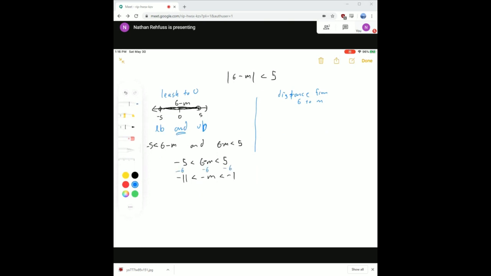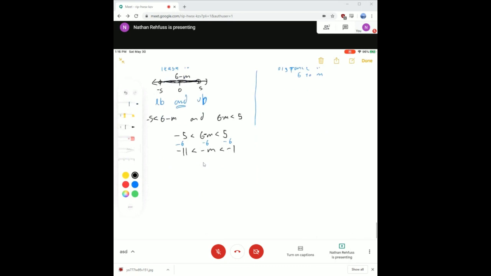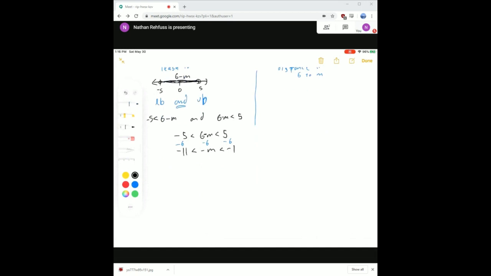6, 6, 6. All right, and now I have to get rid of this minus sign in front of the m. So I'm going to multiply all 3 sides by -1. I get 11, m, and 1. And because I multiplied by a negative, I have to flip the signs. So my final answer is m is bigger than 1, so 1 gets a parenthesis, and it's less than 11, so 11 gets a parenthesis. So that's the regular solution. That's how you solve most of these.